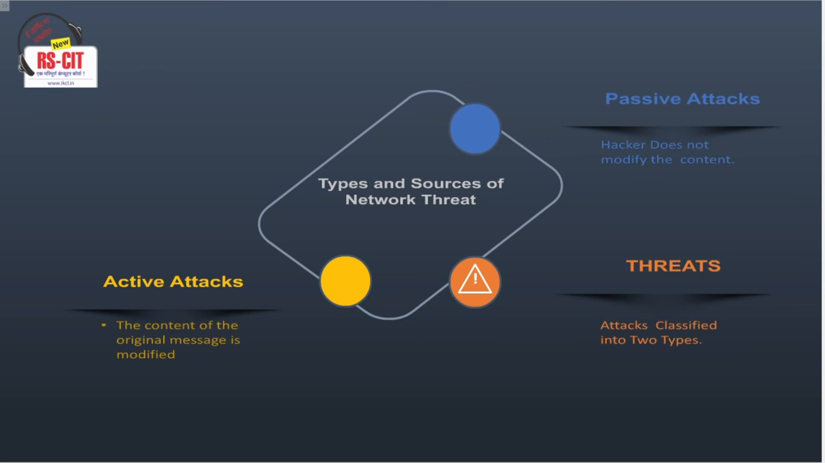Passive attacks. Passive attacks are those attacks in which the attacker's main aim is to obtain the information which is passing over the network. In this, the attacker does not modify the content. Active attacks. It is just opposite to passive attacks. In this, the attacker modifies the original message in some manner. The content of the original message is modified and then the modified message passes over the network.